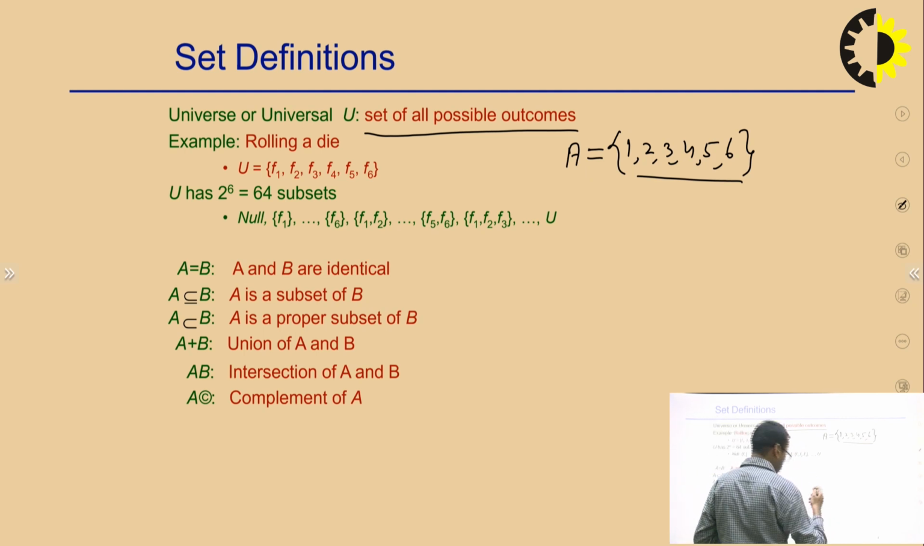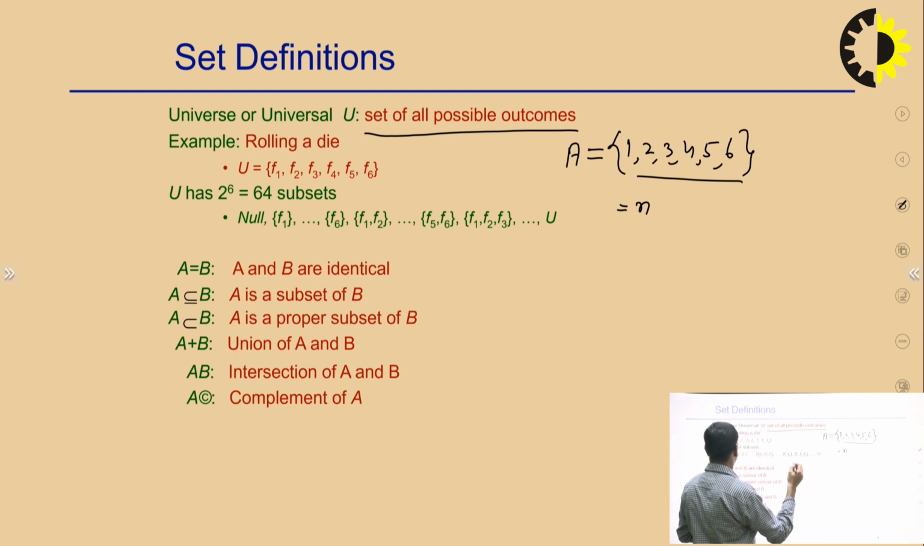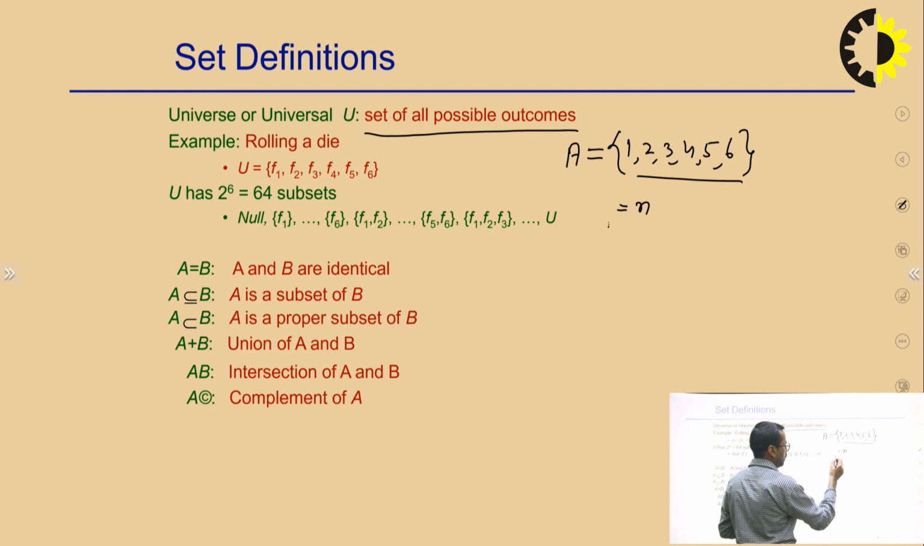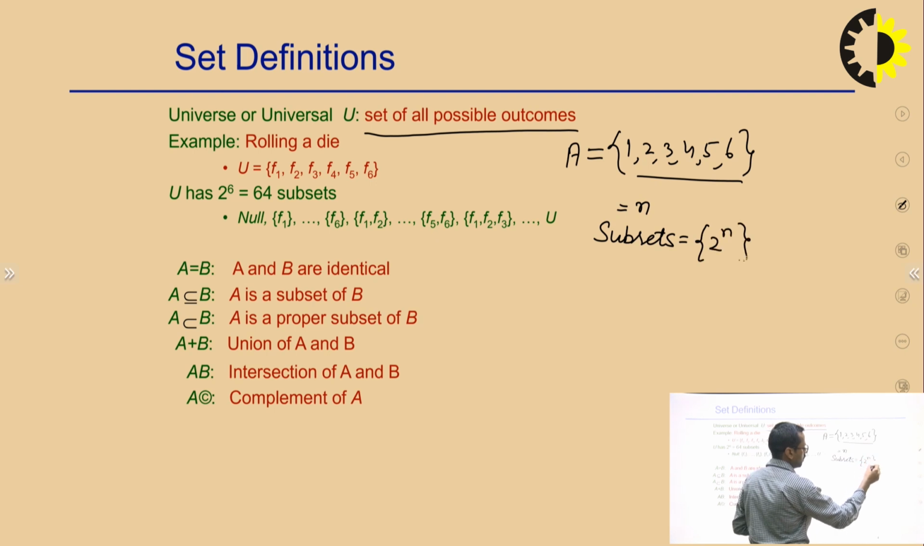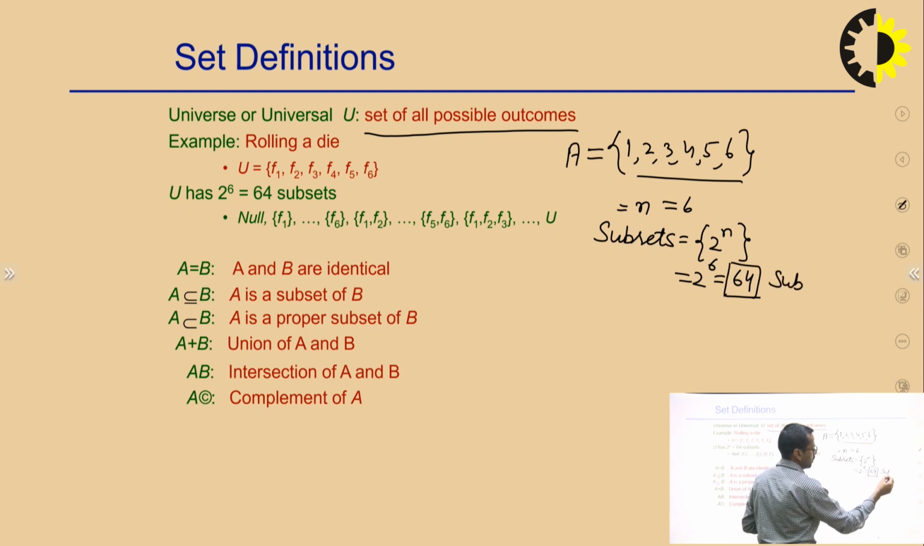If n is the number of elements that exist in a set, then the total number of subsets will be 2 to the power n. Here in this case, the number is 6. So, the possible cases will be 64. 2 to the power 6 equals 64. 64 will be the number of subsets.